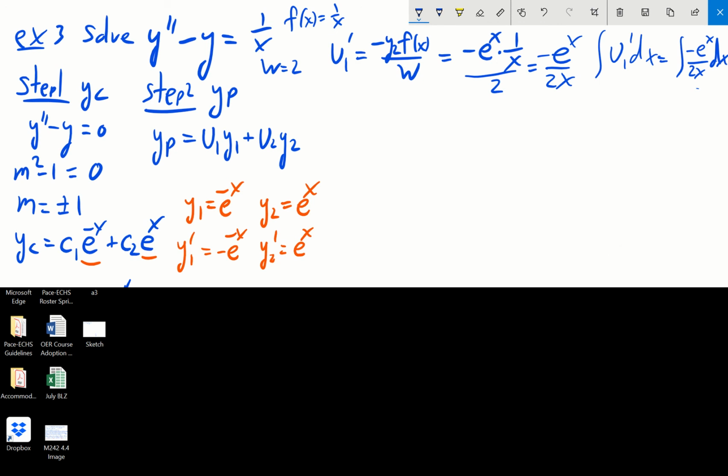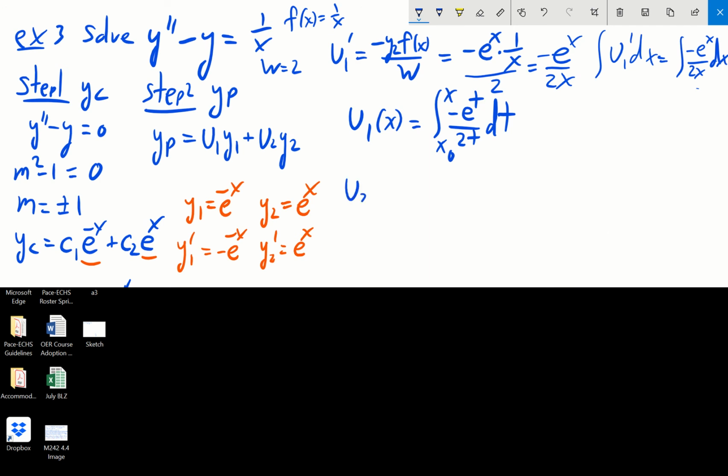So what we're going to do instead is write it like this. I'm going to call u1, and I'm going to switch to the variable t for integration. Because I'm doing that, let me show the dependence on x here. We can integrate from some x0 to x of negative e to the t divided by 2t dt, and that would be an integral representation for our u1.